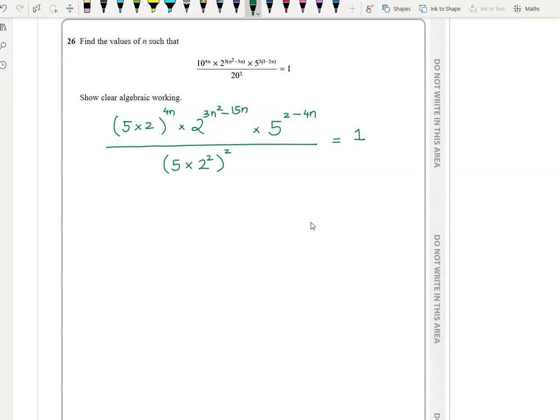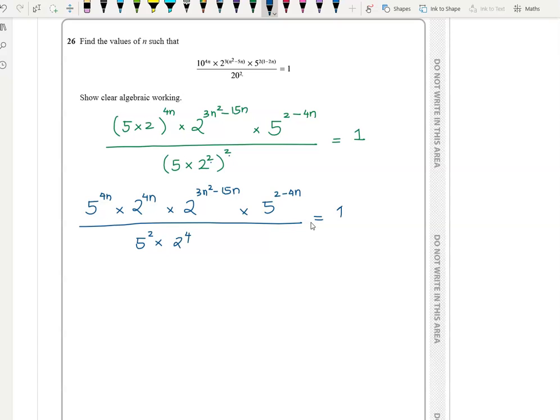Now we'll distribute the powers, so we get 5 power 4n times 2 power 4n. This one will stay the same, 2 power 3n square minus 15n, times 5 power 2 minus 4n, whole upon, distribute the power 2, so it will become 5 square times 2 square, again power 2, multiply both the powers, so you get 2 to the power 4, equal to 1.